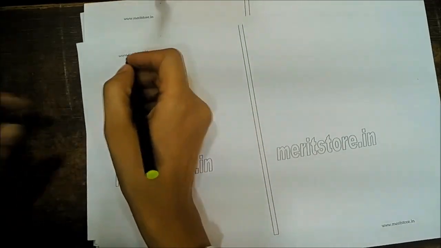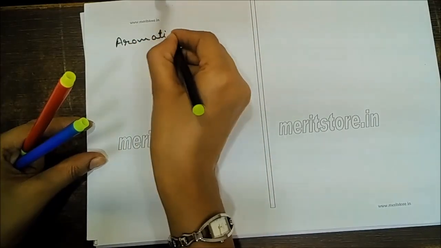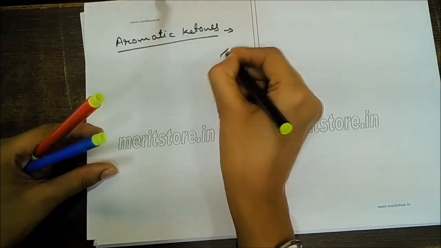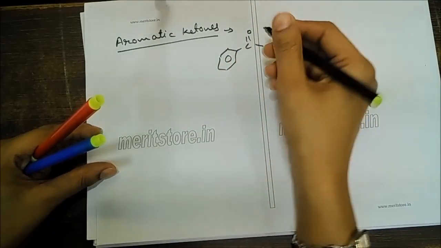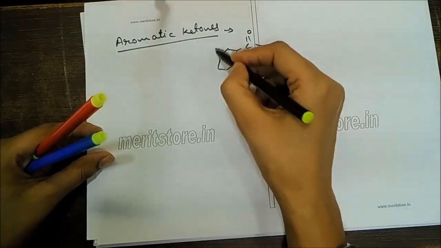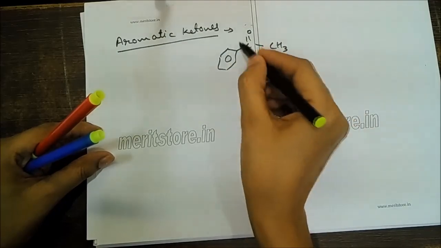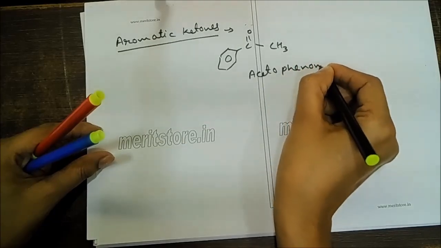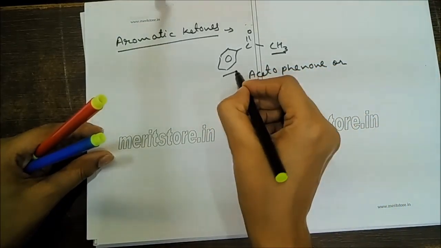Now for aromatic ketones, if we take a benzene ring, then our carbonyl group, then an alkyl group, its name will be given by aceto for this, CH3CO aceto, and phenone. Or methyl phenyl ketone.